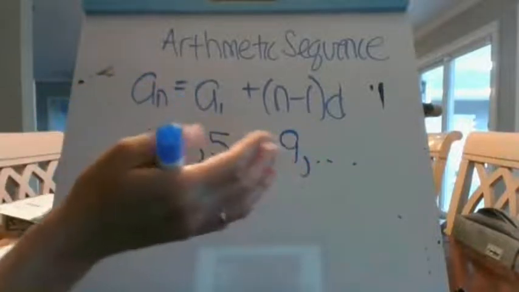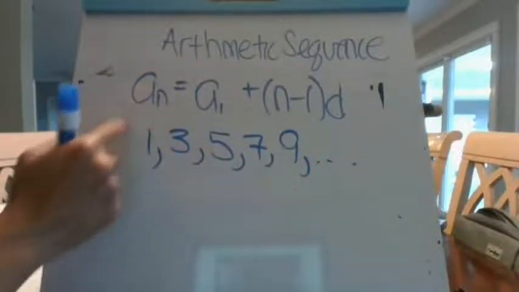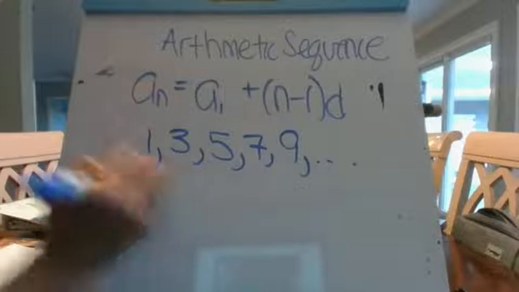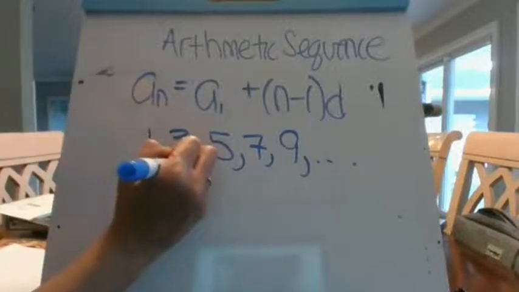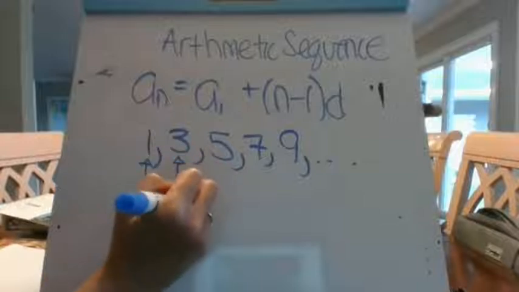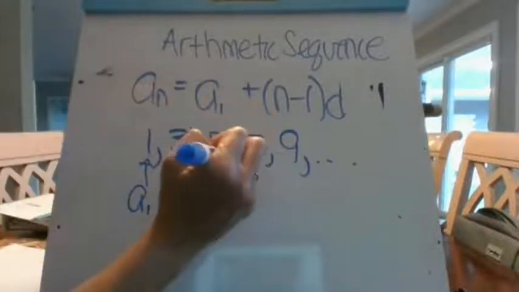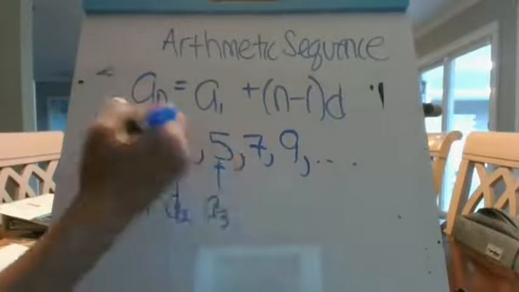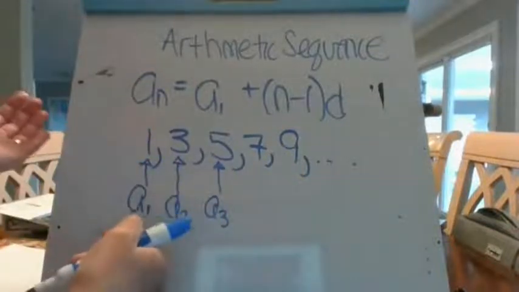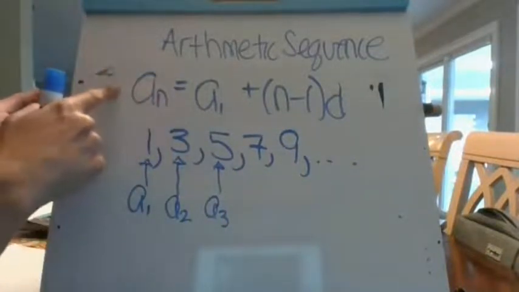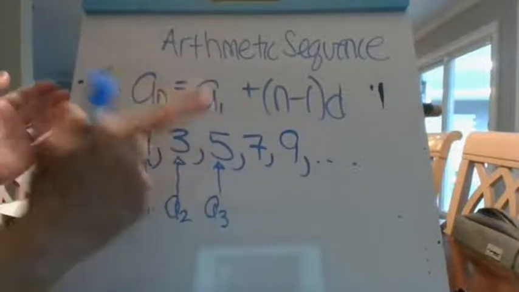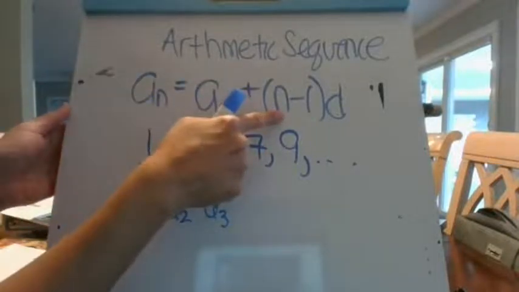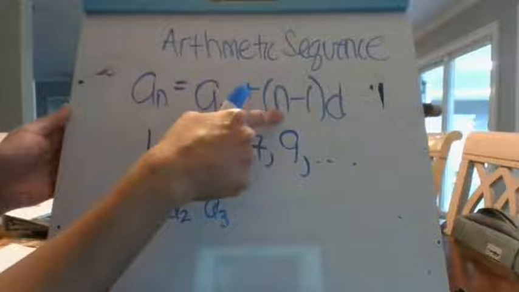Now, each number in the sequence is in a certain position. So because this number is in the first position, this is considered the first term of the sequence. So we call it A sub 1, first term. This number is in the second spot of the sequence. So this is A sub 2, second term. This number is in the third spot of the sequence. So A sub 3, and so on. So each number in the sequence has a certain position. This formula allows us to find any one of those numbers, as long as we know the first term of the sequence, the number of the term we're looking for, and the common difference.